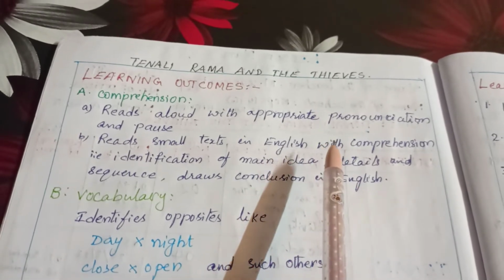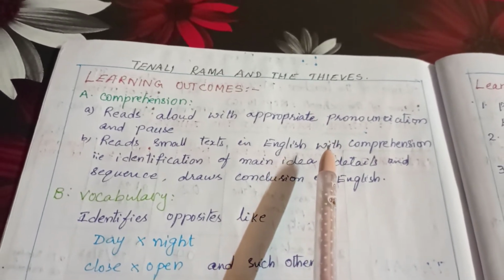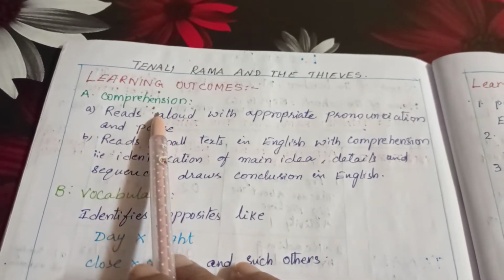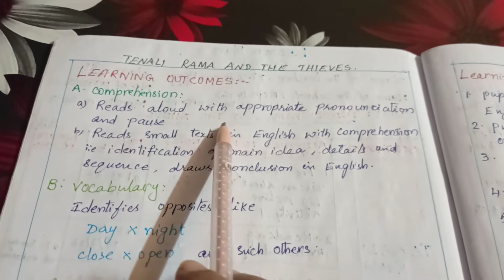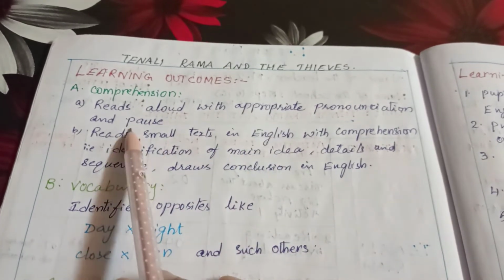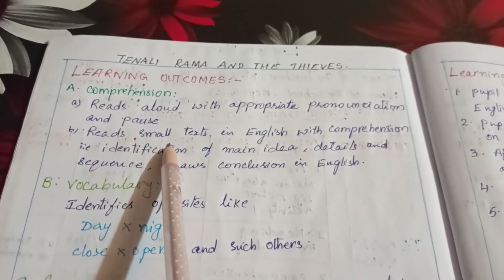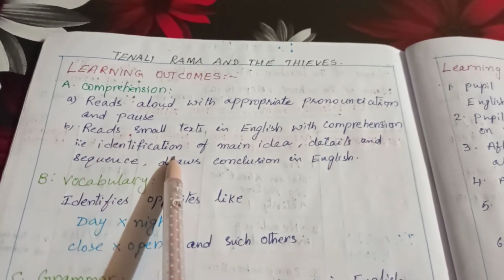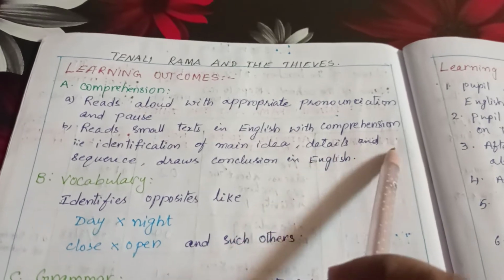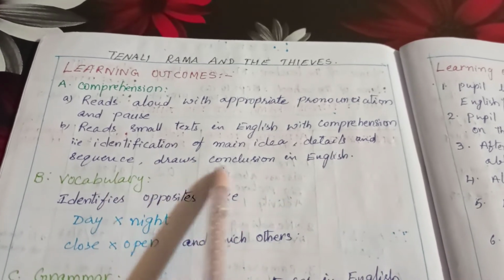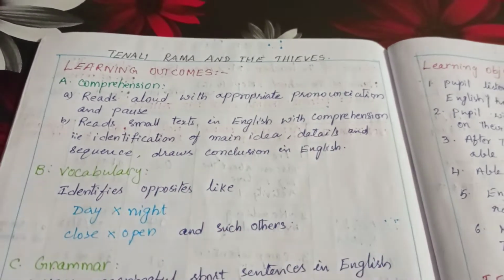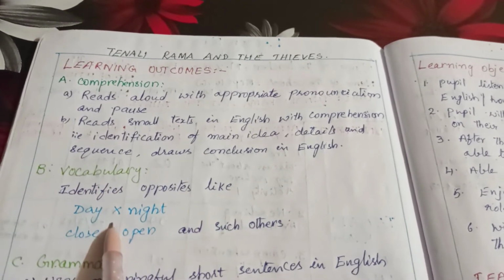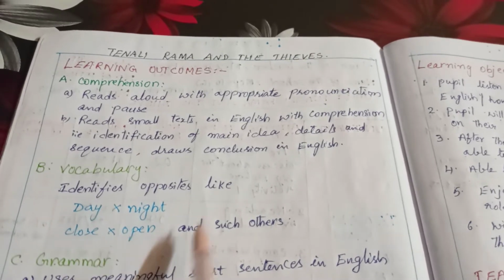Let's come to the learning outcomes of the lesson Tenali Rama and the Thieves. In comprehension, reads aloud with appropriate pronunciation and pause. Reads small text in English with comprehension, that is identification of main idea, details and sequence. Draws conclusion in English. Then vocabulary. Identifies opposites like day-night, close-open and many others.